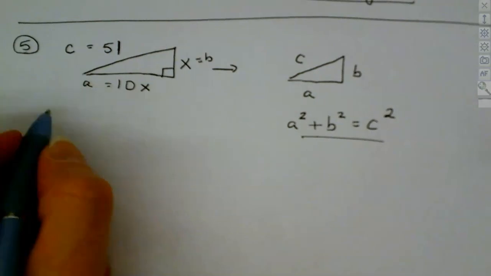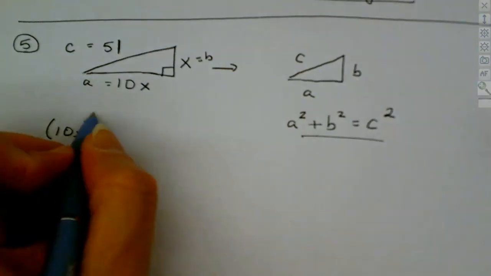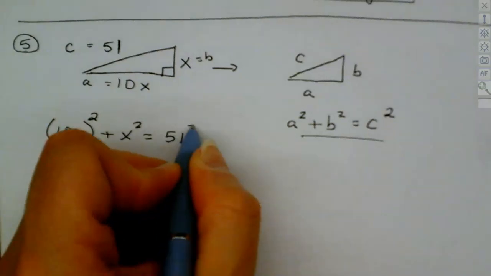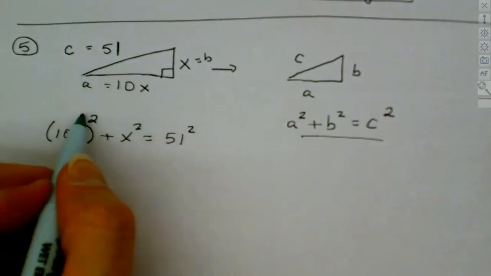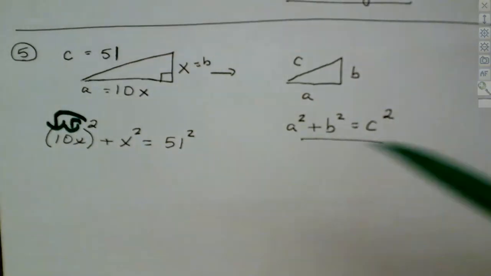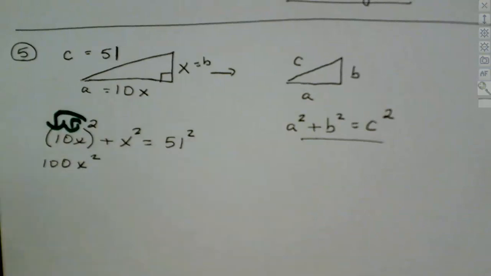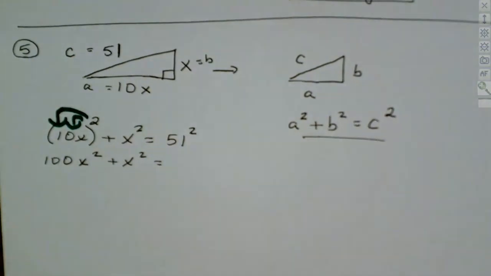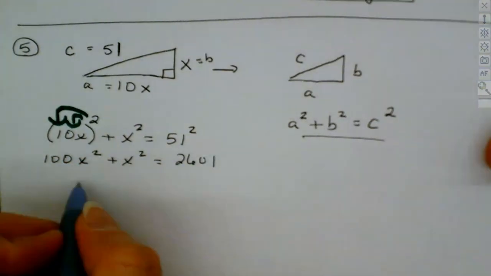So what do we have? We have 10x quantity squared. Here's where the mistake is. 10x quantity squared plus x squared equals 51 squared. Here's where the mistake is. A lot of times, students make the mistake of not distributing that square through. So we have to square the 10. So 10 squared is then 100x squared. We distribute it through. Plus x squared equals, and I'll go ahead and square the 51, which is 2601. You can finish it from here.